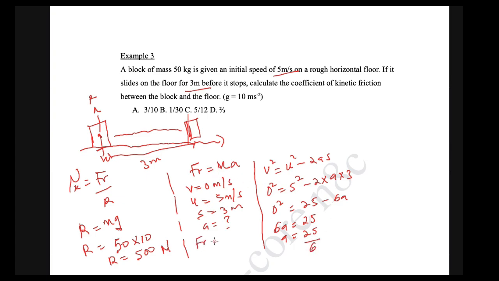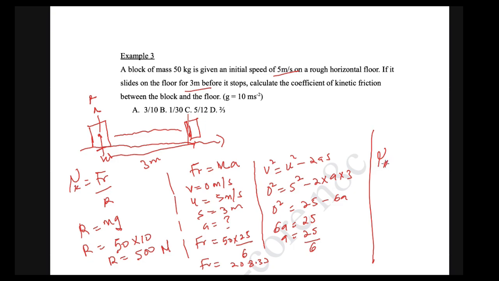So frictional force is ma. That's going to give 50 times 25 over 6. All right, so what is 50 times 25 over 6? 50 times 25 divided by 6 is going to give 208.33. So frictional force equals 208.33. Now we can find the coefficient of friction.